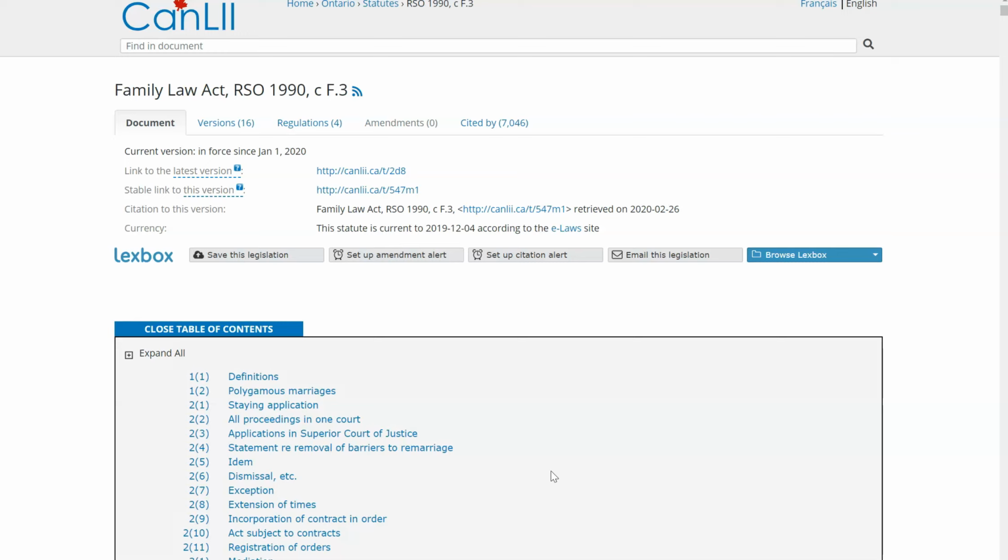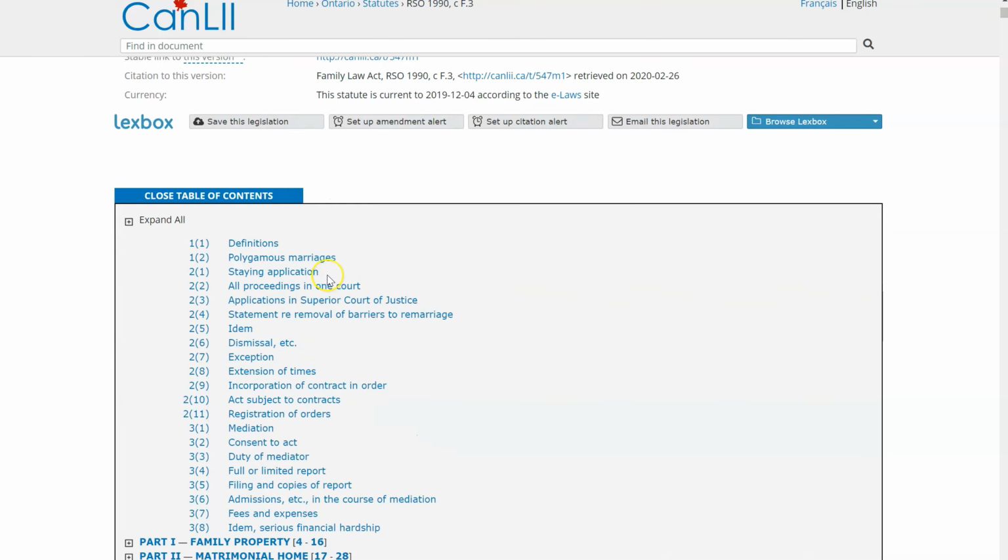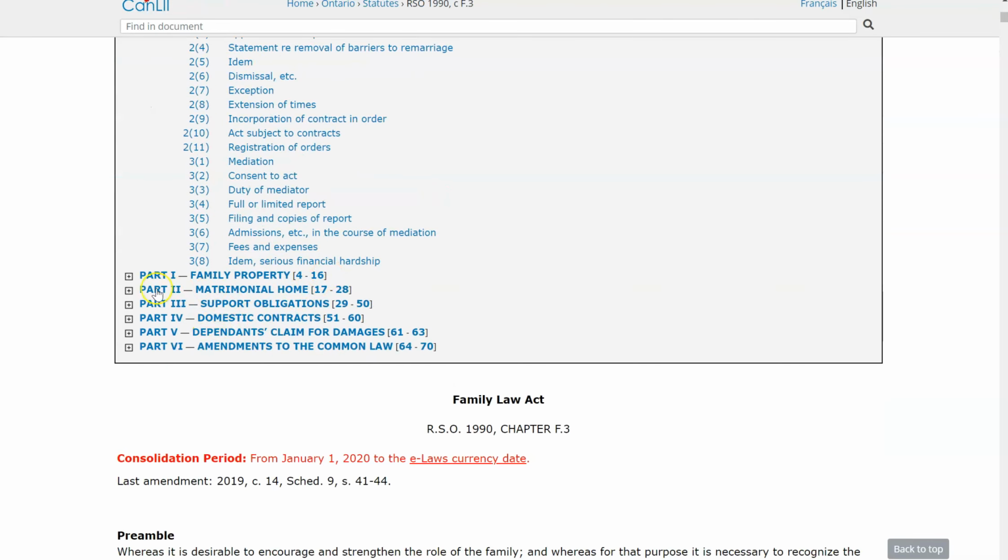But this is what the Family Law Act looks like. It says RSO 1990. RSO means Revised Statute of Ontario. So when there is an O, that indicates that it's an Ontario statute. If it said RSC, that means Revised Statute of Canada. So this is a provincial legislation. And you will see here that it has different parts. One part deals with family property, then matrimonial home, support obligations, domestic contracts.